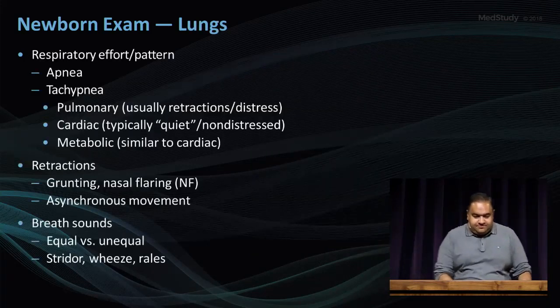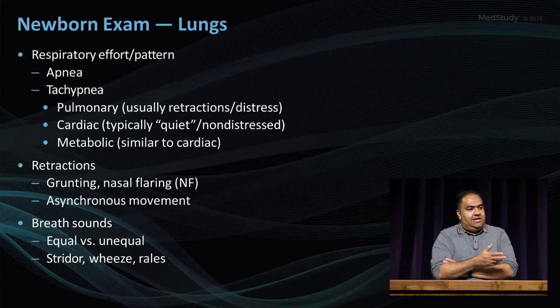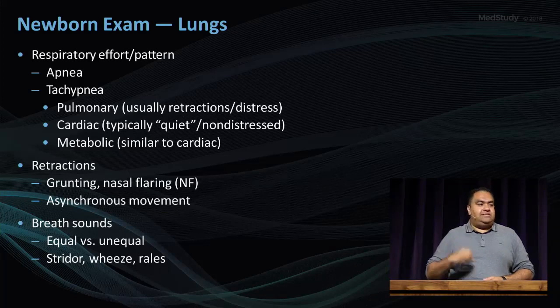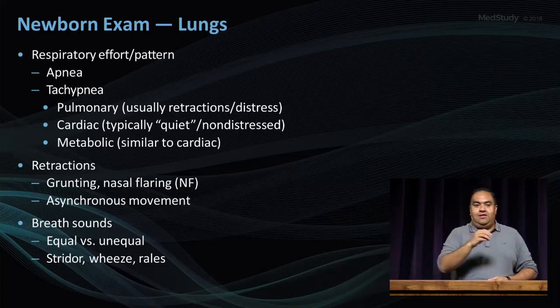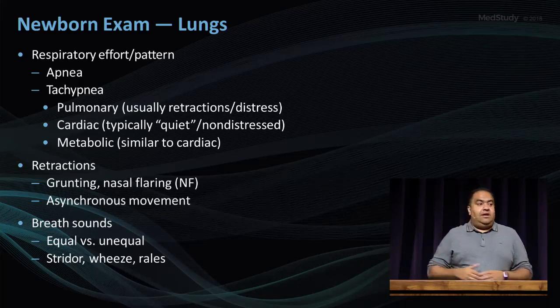All right, lungs. So the respiratory effort and pattern of the lungs are what you want to take a look at. You want to make sure the baby's breathing. Babies have a tendency to do what's called periodic breathing, so they take these short, shallow breaths, and then pause, and then pause. When these pauses last less than 20 seconds, we don't worry about them. We just call it periodic breathing. When these pauses last beyond 20 seconds, it's apnea, and that's a problem.